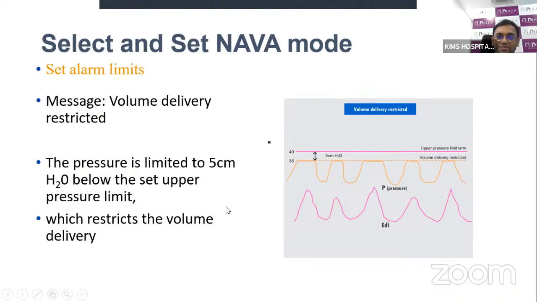So we calculate the P max based upon the NAVA × (EDA max minus EDA min) plus PEEP. We need to keep the upper pressure limit around 5 centimeters beyond the P max. This is a checklist which restricts the excess volume delivery into the lung and damaging the lung. Even 2 to 3 breaths of high tidal volume can still trigger inflammation in the lung and can damage the premature lung.